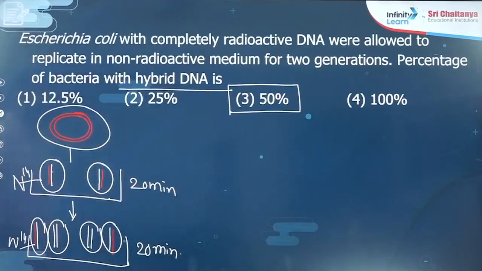Was it clear? So this is the answer. This is hybrid DNA, so the percentage of the bacteria with hybrid DNA will be 50%. Was it clear? So let us go for the next slide.